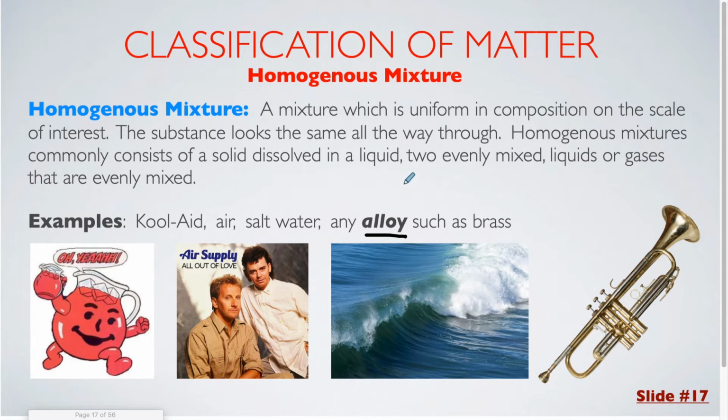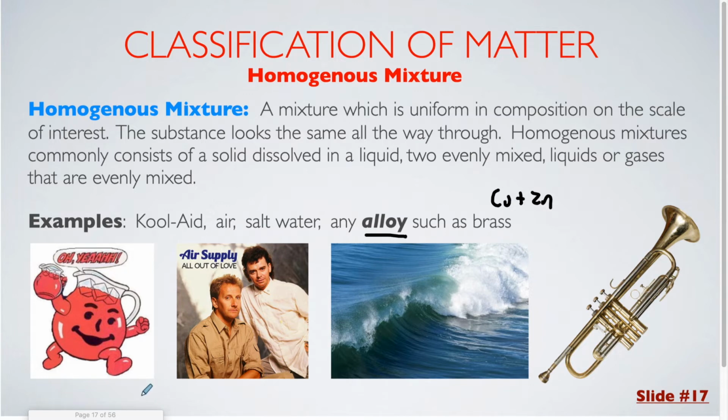An alloy is a mixture of metals that are mixed evenly at the molecular scale. So brass consists of two different elemental metals, copper and zinc, but they're mixed so evenly that they essentially make this new substance, an alloy. So for tests and quizzes going forward, you are going to need to know that any type of alloy is going to be a homogeneous mixture.